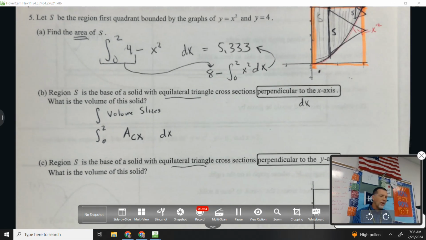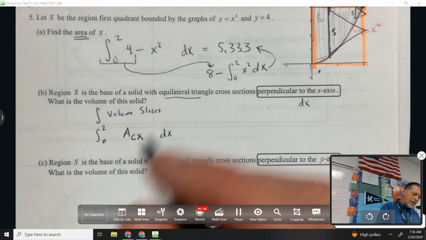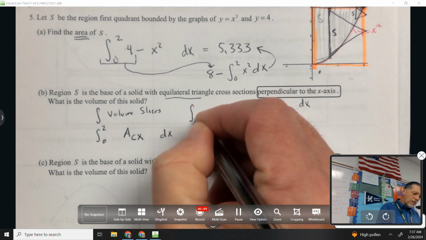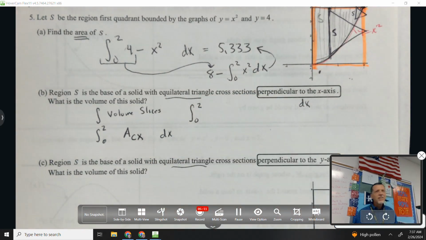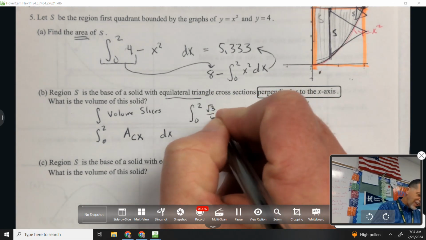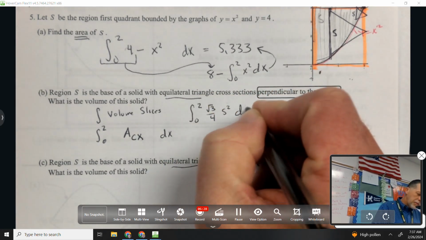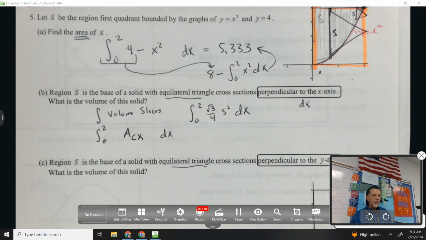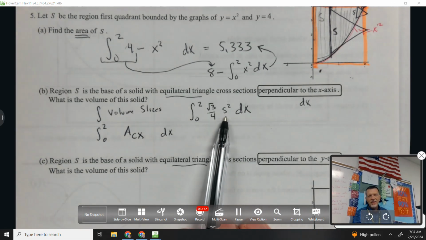Okay, so I need the area of an equilateral triangle. That's a new one. You got to memorize that formula. Does anybody remember what it is? Or you can flip back a page or two. Root 3 over 4 times s squared. I'm still not ready for the calculator yet because I've got to get a formula in there for s.